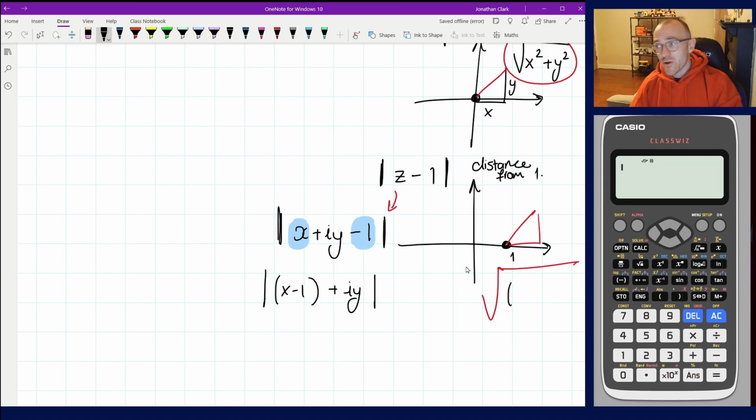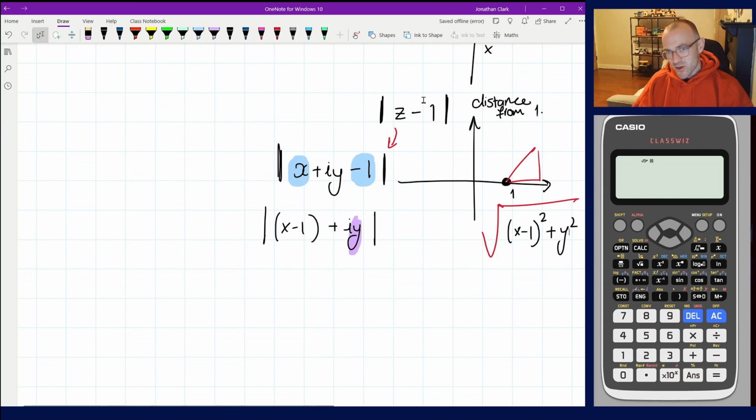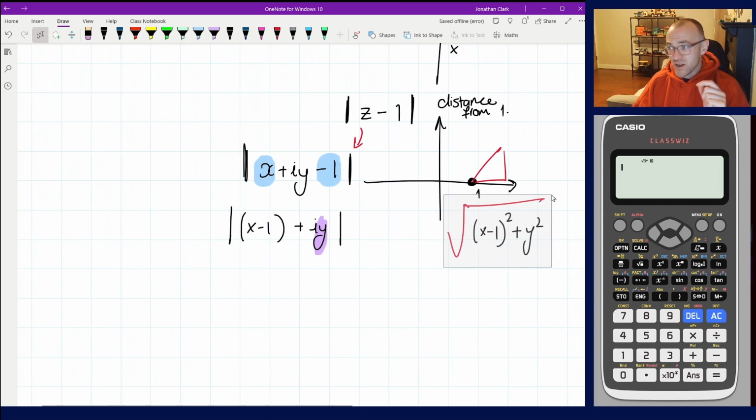So when you work with the distance formula, you're just dealing with x minus 1 instead of x, right? And the y part of it still stays the same. You just have a look at that bit and calculate the distance there. So when we are calculating a modulus, when there's something a little bit different, you're essentially using the distance formula with an adaptation of some kind. Your x and your y arguments just change very slightly.